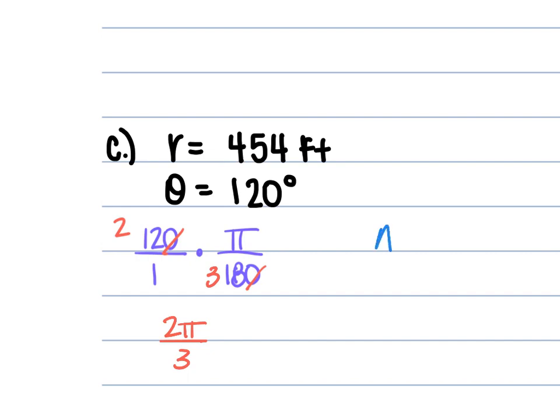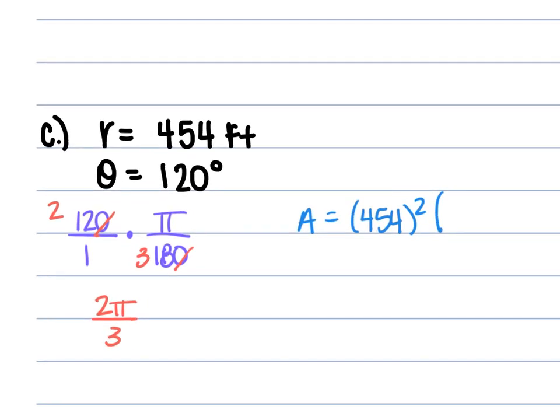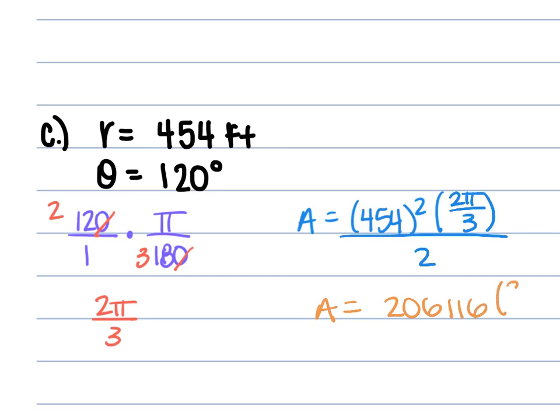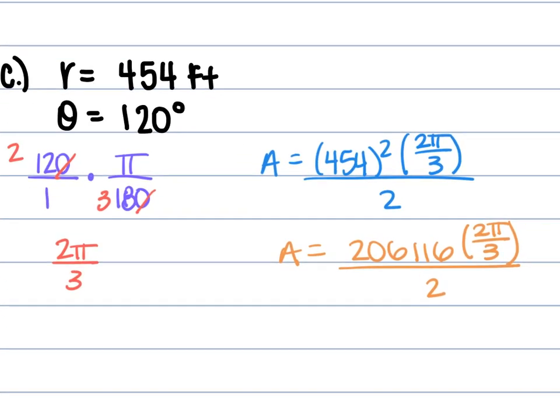So this is going to give us our area is equal to our radius squared, which is 454 squared times 2 pi over 3, all divided by 2. The 454 squared gives us 206,116. So A is equal to 206,116 times 2 pi over 3, all divided by 2.